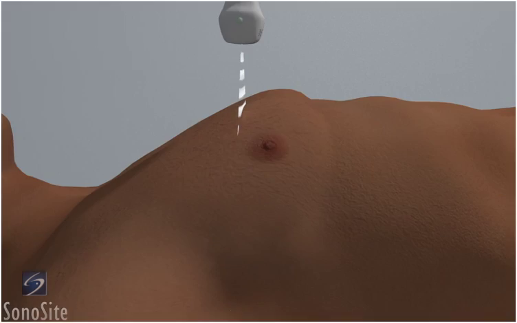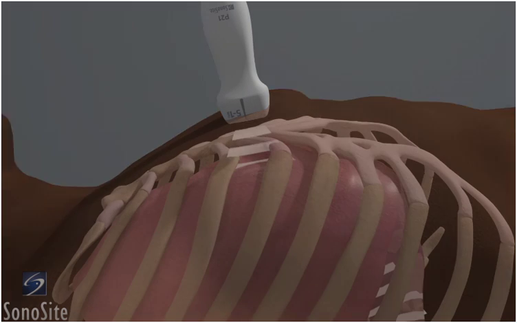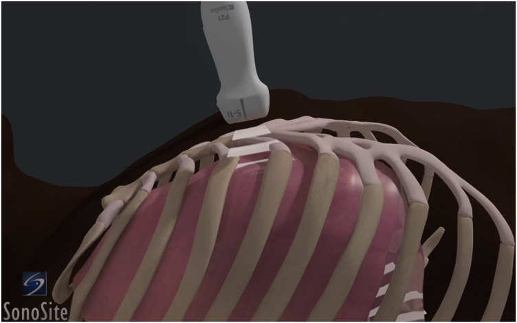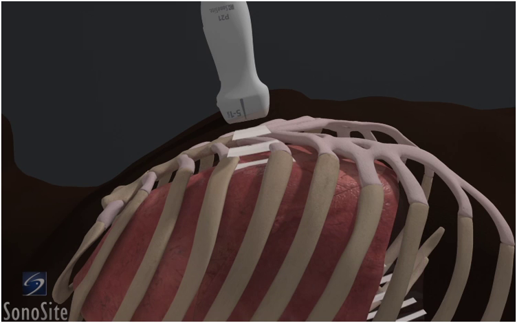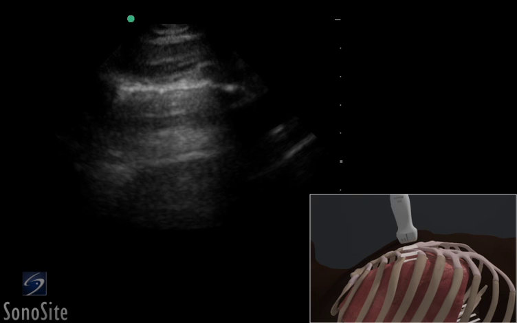The transducer is placed in a long axis orientation over the anterior chest wall at the third or fourth intercostal space in the anterior axillary line. The orientation marker is directed to the patient's head. A shallow scanning depth is used.